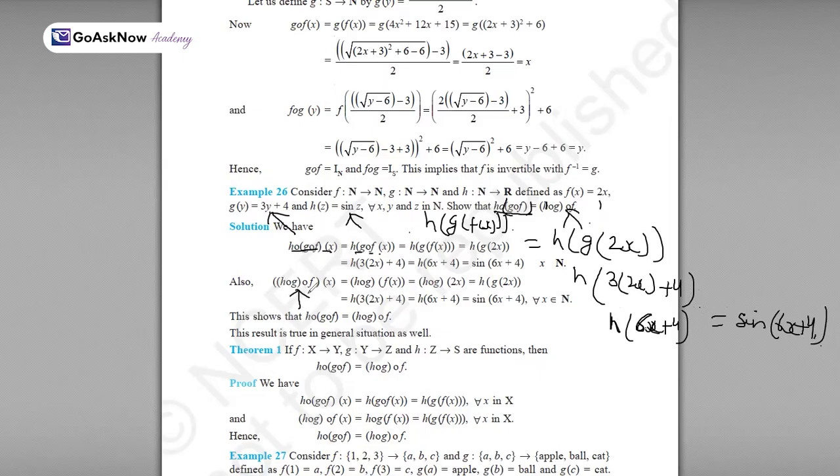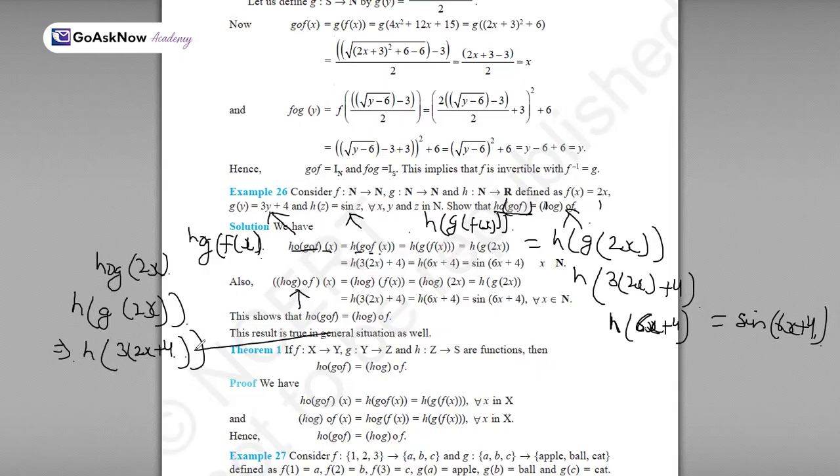So this is h o (g o f)(x). So it will come out as h o g, and (g o f)(x) is coming as g of f(x), because f(x) is becoming 2x here. So after simplifying, the value of f(x) that we put here is equal to 2x, and now h o g will become h of g of 2x. Now simplifying it, we will get h of 3 into 2x plus 4.